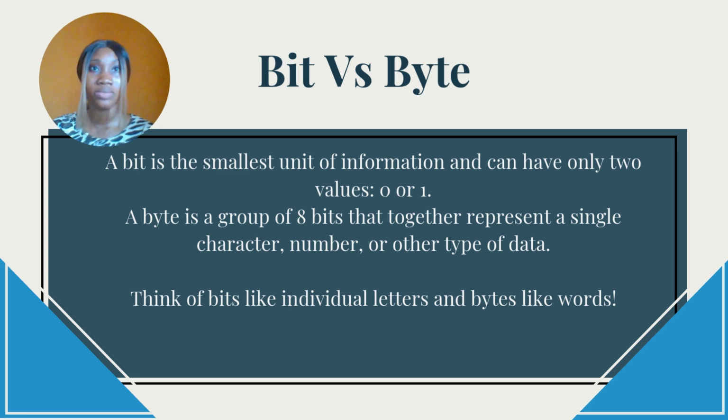So to make it easier, a bit is like a letter, while a byte is like a word. So your letters run from A to Z, while your words can be a combination of different letters, like E, G, G gives you egg. Okay.